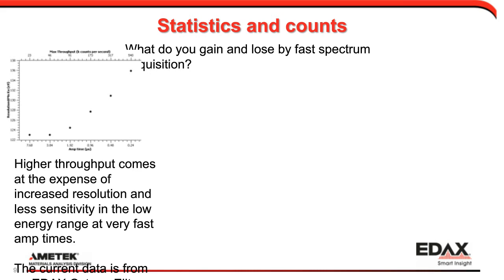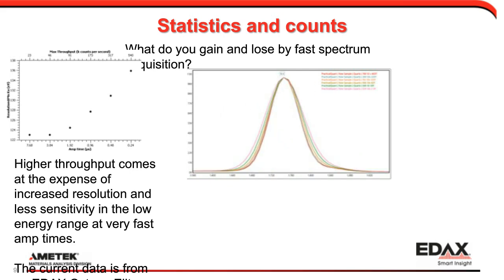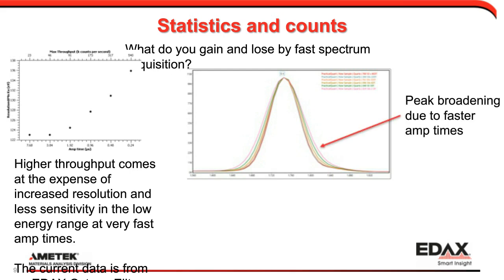If we take a look at the spectra here, again the silicon dioxide, I have overlaid the different amp times I've illustrated here. And if we zoom in on the silicon peak, we can see, yes, the peak does grow wider as expected when we run fast. So here we see the peak broadening due to the faster amp time.